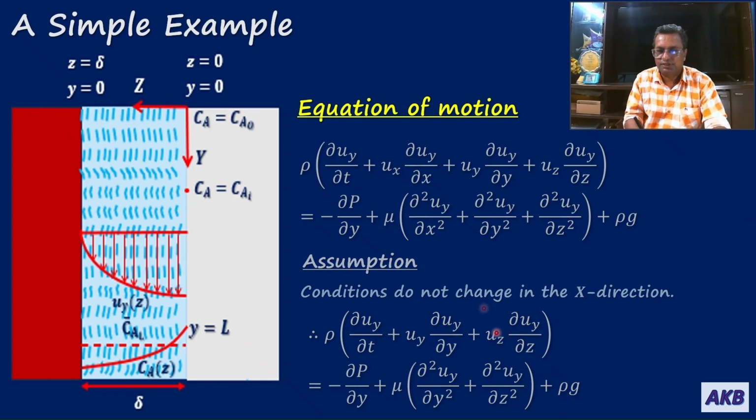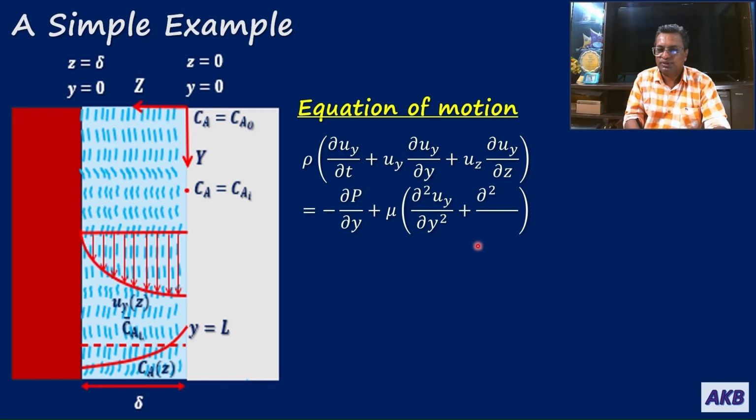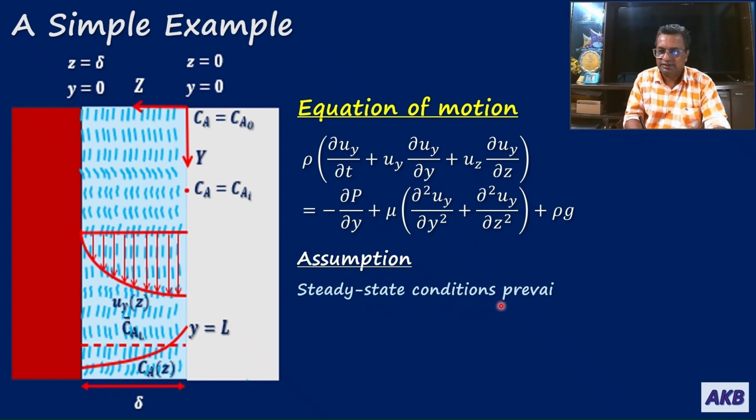Let us continue with this. So we got this equation with the first assumption. After using the first assumption, now let us check with the other assumption. What is the other assumption? The other assumption is the steady state conditions prevail. That means derivative with respect to time, they will be 0. There is one term, so this will become 0.